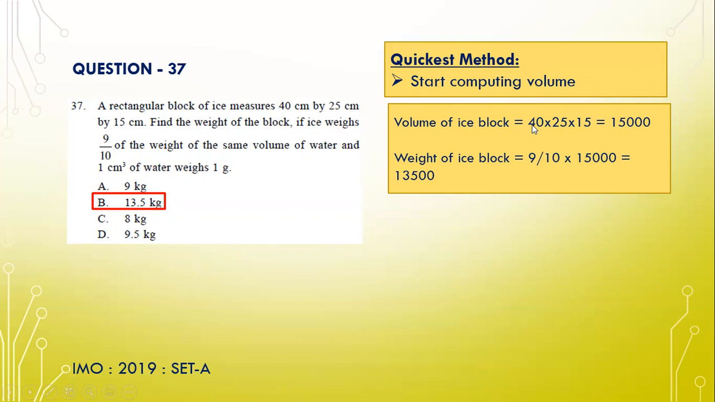Volume of the block of ice is 40 into 25 into 15, which is 15,000. And the weight of the ice will be 9/10 of the same volume. So 9/10 of 15,000 is 13,500. It will be grams, isn't it? Because the weight of water is 13,500 cubic centimeter and 1 cubic centimeter is 1 gram. So it will be 13,500 grams, which is 13.5 kg. 13.5 kg will be the weight of the ice block, isn't it?